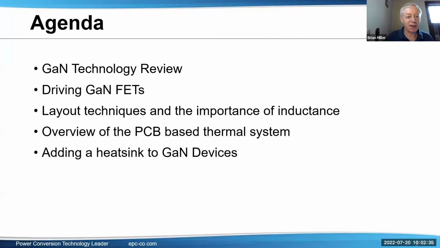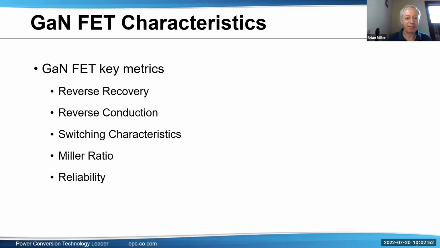So for today, we'll cover things like the GaN technology review, driving GaN FETs, layout, thermals, including adding heat sinks to GaN devices, to cover some of the major topics that happen with GaN-based designs. So first, a review of GaN FET characteristics. There are some key metrics with GaN FETs. Reverse recovery, there isn't any, which is great. Reverse conduction, which is a little bit different than silicon MOSFETs. Switching characteristics, the Miller ratio, and also reliability.